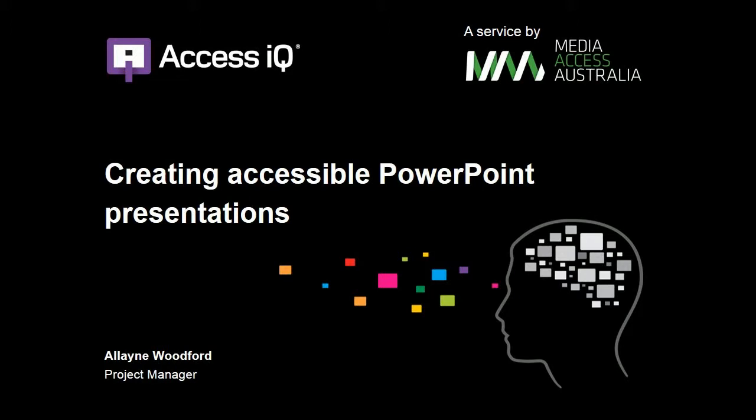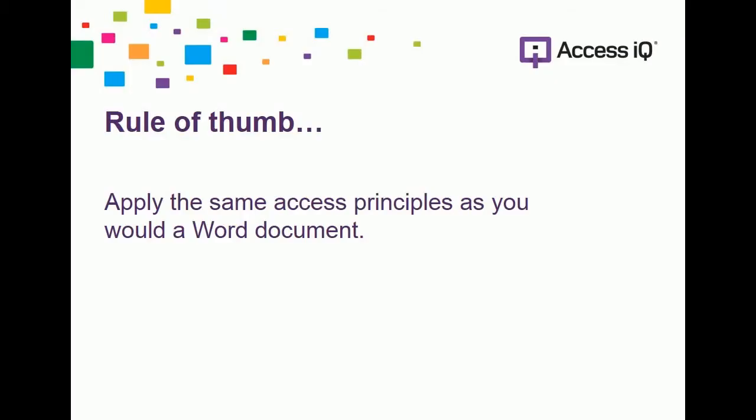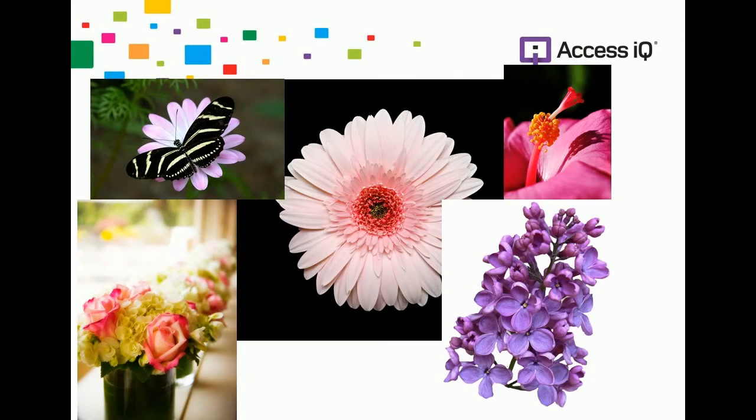Creating accessible PowerPoint presentations. Elaine Woodford, Project Manager. Rule of thumb: apply the same access principles as you would a Word document. Group images as one element and provide alternative text. Note, you can only group images of the same file type, for example, all JPEGs or all GIFs. Also, remove the placeholder prior to inserting images you wish to group.